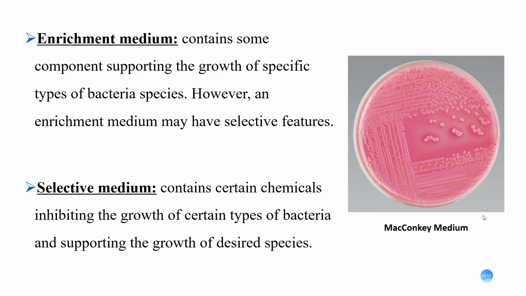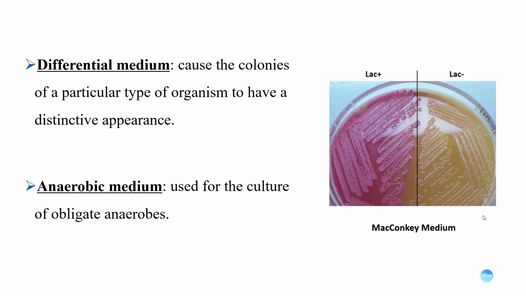In this MacConkey medium, it contains some chemical which allows the growth of gram-negative bacteria, the bacteria with outer membrane. But gram-positive bacteria cannot grow on it. Okay, so this is one of the selective media. It selects the gram-negative bacteria to grow, while killing the gram-positive bacteria. And similarly, MacConkey medium can also act as differential medium.